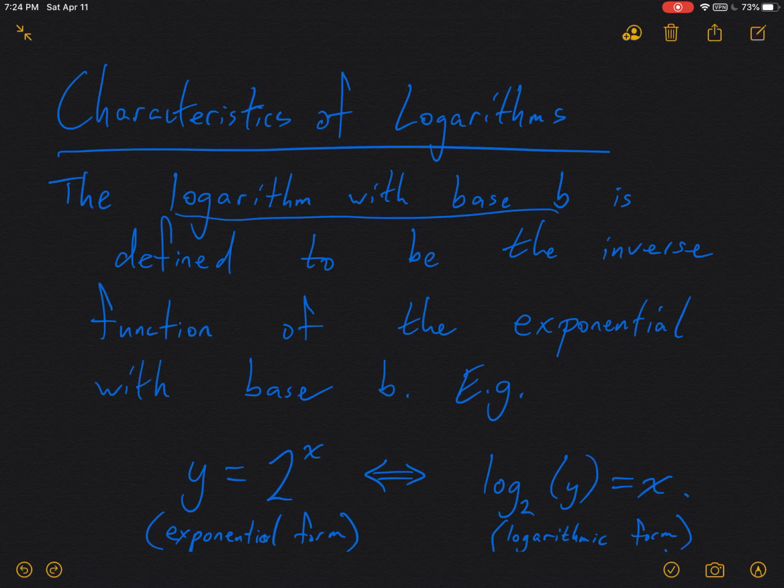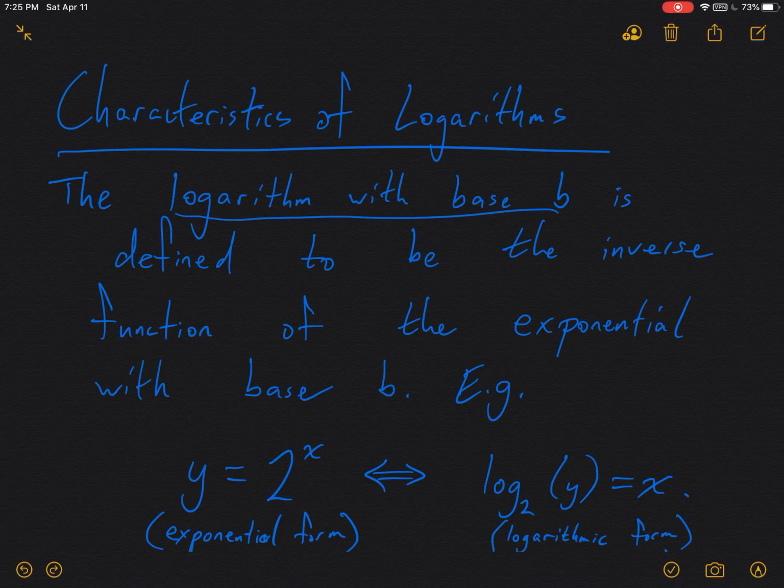Next, we'll talk about logarithms. A logarithm with base b is defined to be the compositional inverse function of the exponential function with base b, which is what we just talked about in the last video. So, for example, if you have y is equal to 2 to the x, 2 to the x here is an exponential function of x.